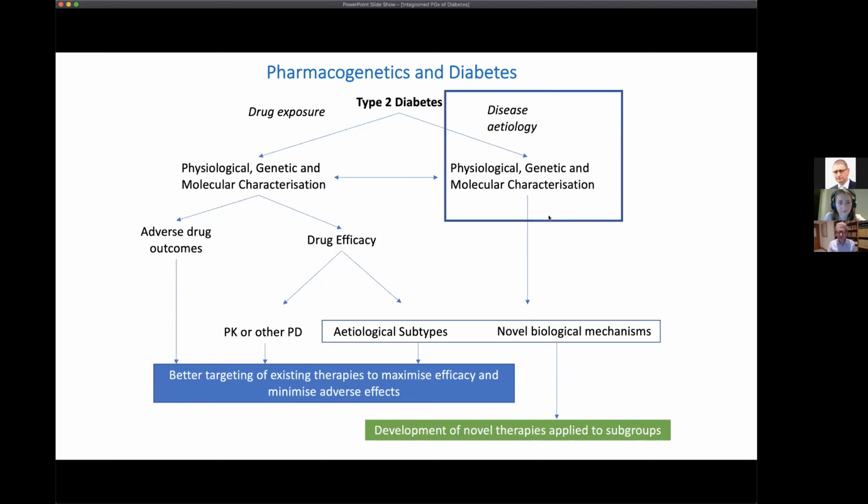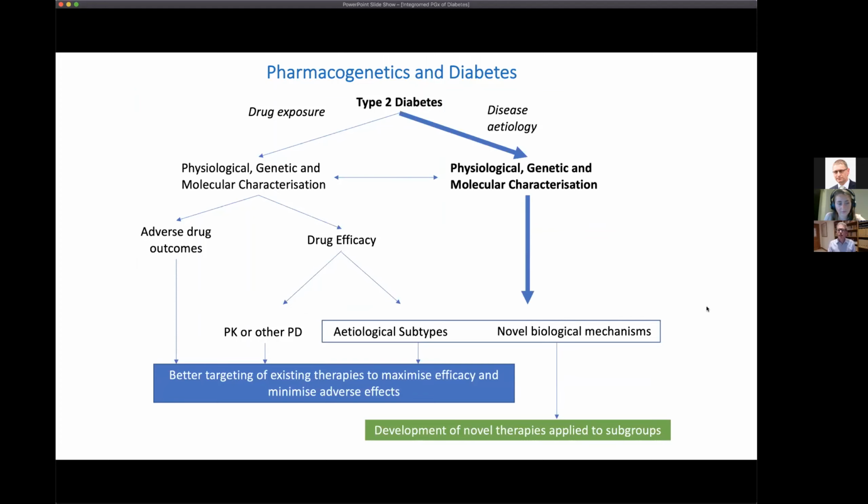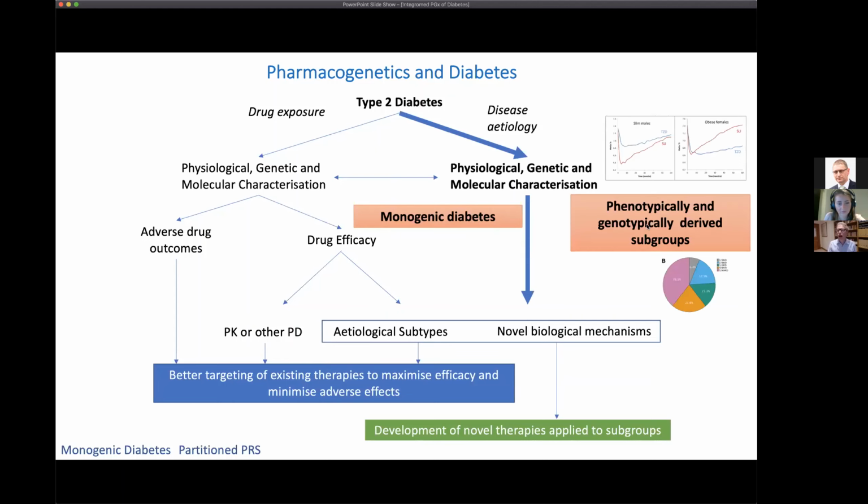So I'm going to talk first around disease etiology before moving on to the sort of traditional pharmacogenetics. And in terms of disease etiology, there's a very good example of how disease etiology alters response to drugs, and that's with monogenic diabetes that I will briefly touch on. And then I'm going to talk around how we might phenotypically and predominantly genotypically today derive subgroups of patients with type 2 diabetes and think about how that impacts on response to drugs.